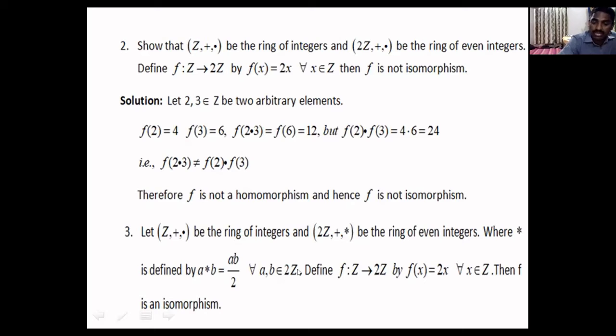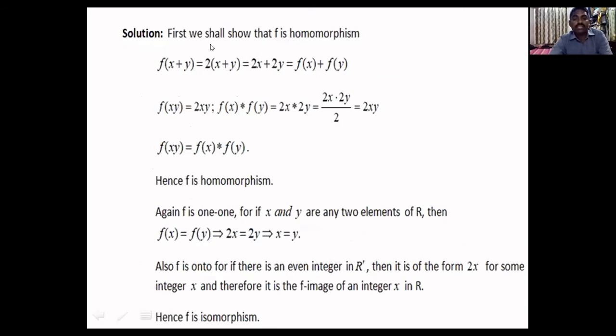For all a and b belonging to 2Z, define a mapping f from Z to 2Z by f(x) = 2x for all x belonging to Z. Then f is an isomorphism. Here we have to prove that f is an isomorphism. First, we shall show that f is a homomorphism.